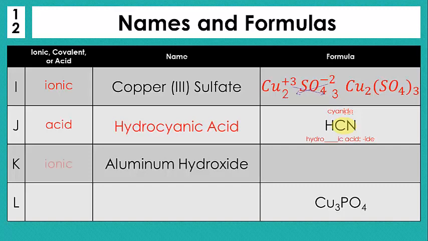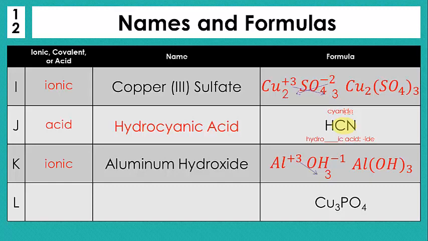Next, I have aluminum hydroxide. This is an ionic compound, and I know that because I've got aluminum, which is a metal with a +3 charge, and hydroxide is a polyatomic ion with a -1 charge. So to make this charge neutral, I need 3 hydroxides to give me -3 to balance out the +3 from aluminum. So that gives me Al(OH)3. I need that parenthesis because I'm trying to say that there's 3 hydroxides, not that the formula is OH3.